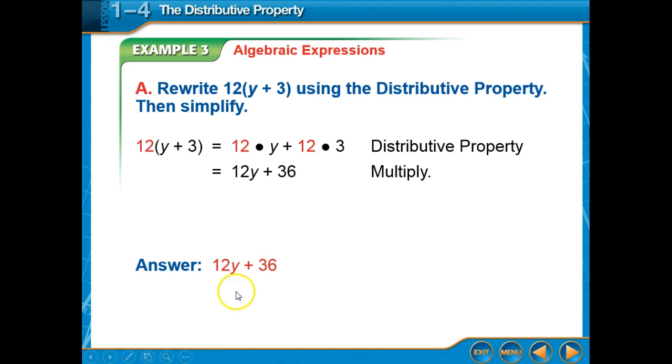These terms that you see here, 12y is a term and 36 is a term. They are not alike. Therefore, they cannot be combined or simplified any further.